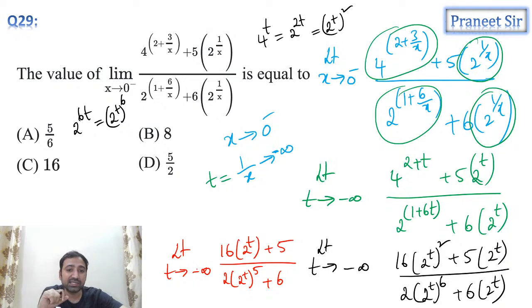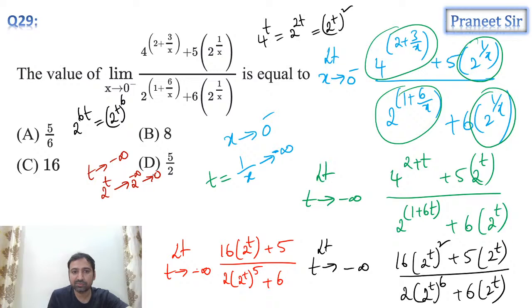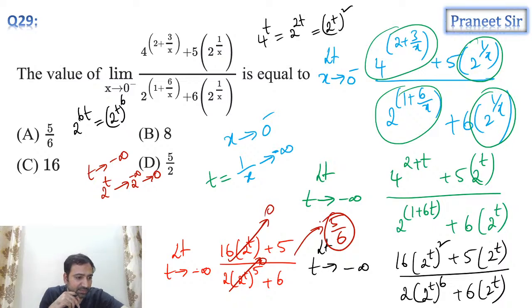So now substitute t equals minus infinite. If you substitute t equals minus infinite, what do we get, guys? 2 power t is how much? 2 power t is 2 power minus infinite, which is equal to 0. So can I cancel this one as 0? This one as 0. This is 0, guys. This is also 0. So finally what I am getting, guys? Am I getting 5 by 6? So where we're getting 5 by 6, first option is the answer, guys.